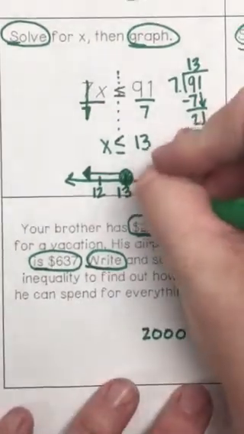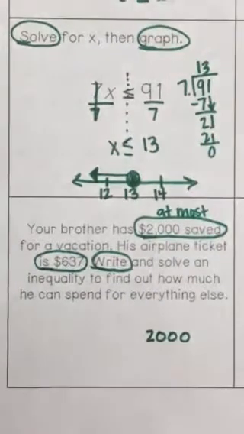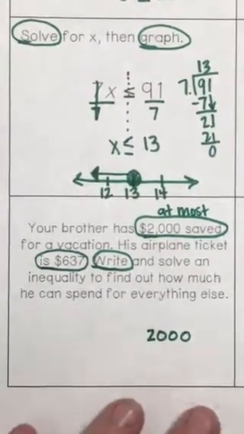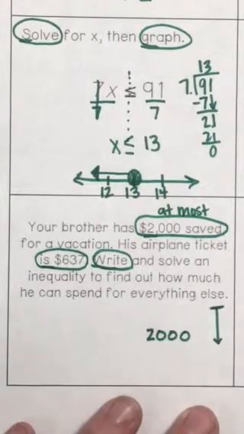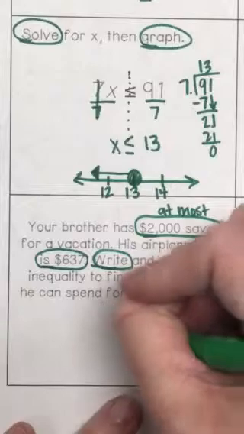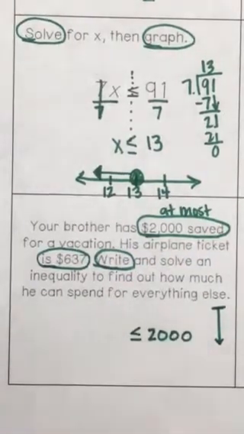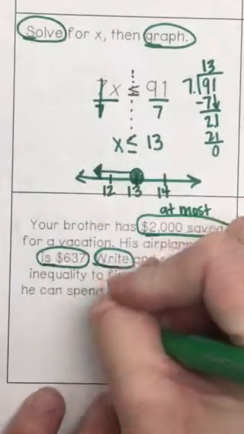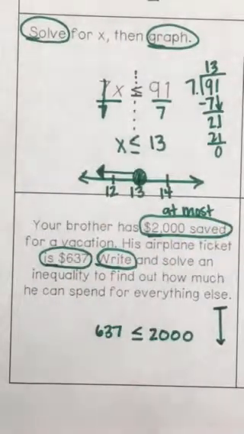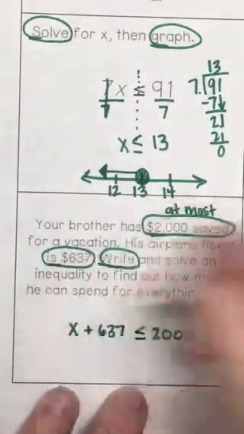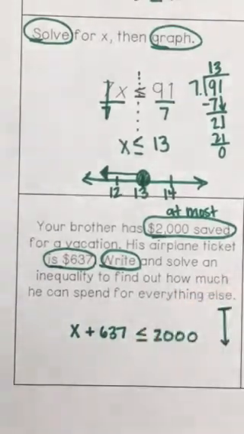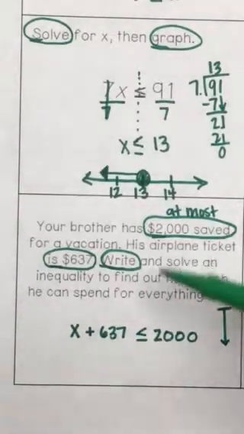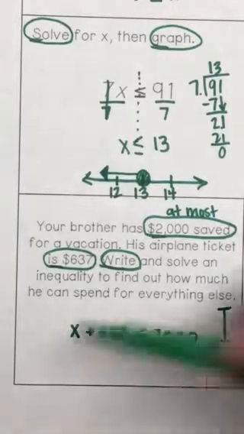So you have to think that at most he can spend $2,000. And what does at most mean? Well, at most means that $2,000 is the most I can spend, but I could go under. So that's going to be less than or equal to, because he has $2,000, he can spend that, or he can spend anything less than that. He's already spent $637 on his plane ticket, so he can spend whatever is left over. So whatever's left over plus the amount of the plane ticket has to be less than or equal to that $2,000. And that is how we write this inequality.